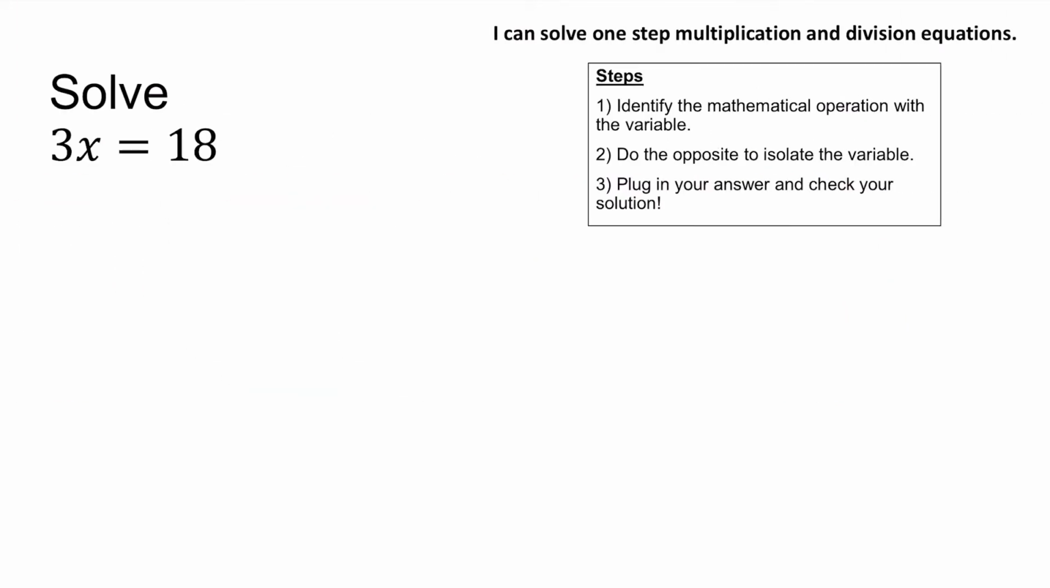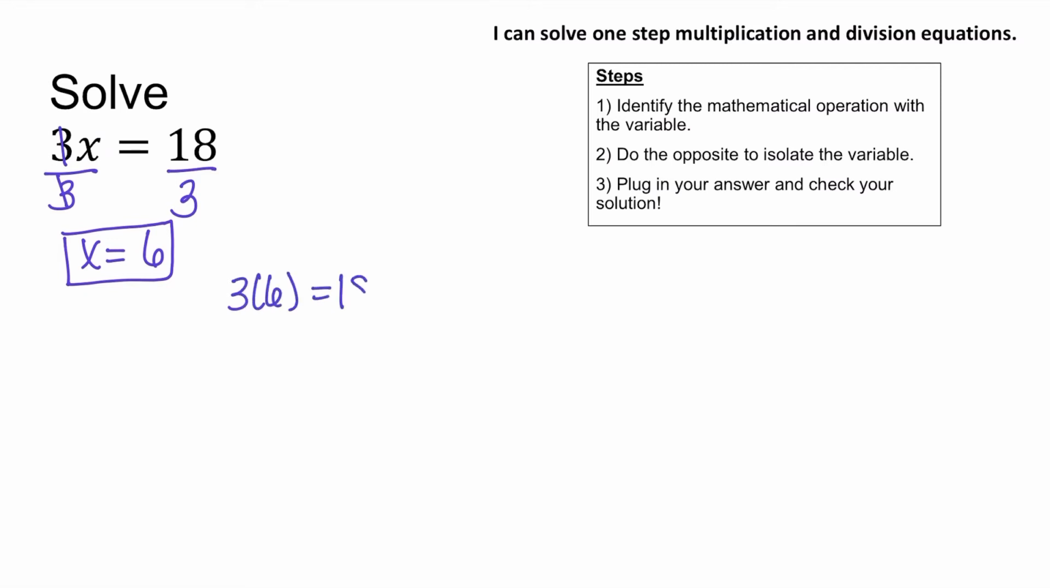So let's try solving 3x equals 18. What's happening here is 3 is multiplying x, so we're going to undo that by dividing. I'm going to divide both sides by 3. This 3 and this 3 will cancel, leaving me with x equals 18 divided by 3, which is 6. And we can plug that number back in and check our solution. 3 times 6, does that equal 18? Yes, it does. So we know that we have found the correct solution.